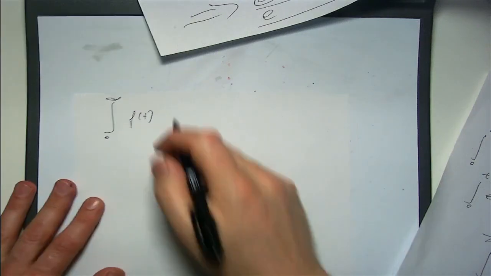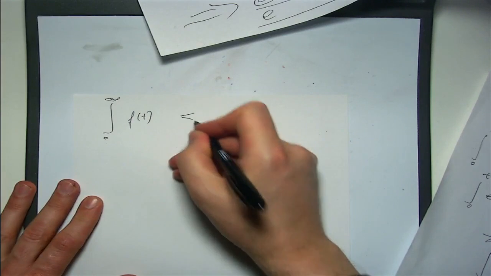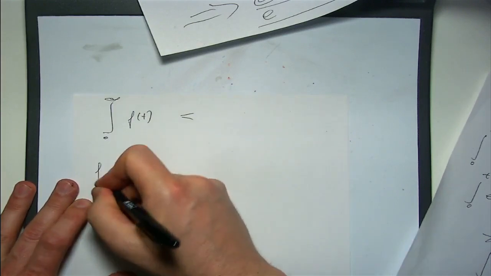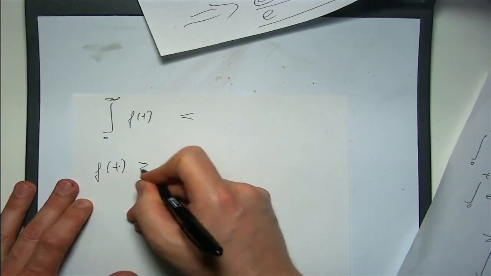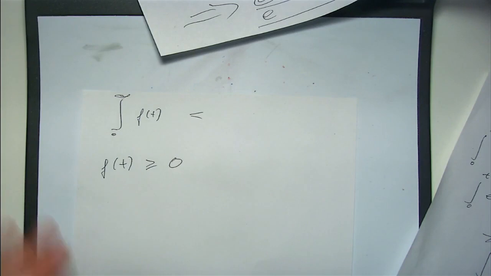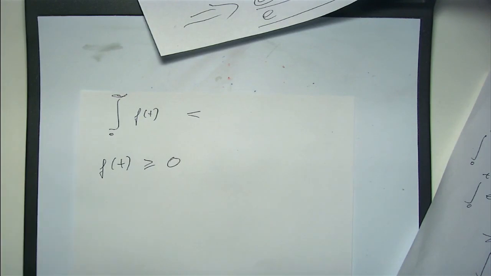I changed the assumptions a bit, yeah? f of t is larger or equals 0, yeah? Why do I do this? And, sorry, this is not going to be an exam question, yeah? It's just simply for information.